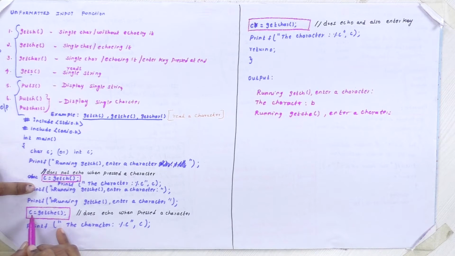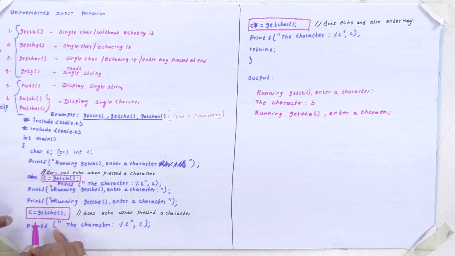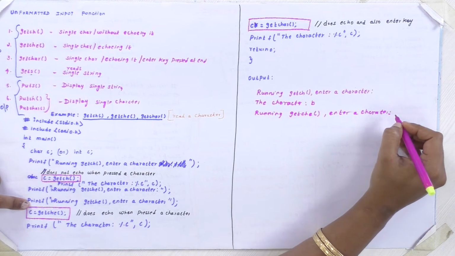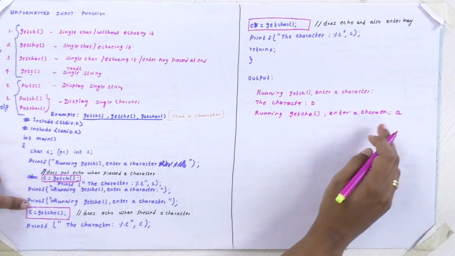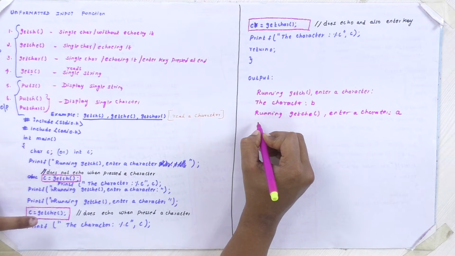So here I am using getche to read a character. So c equal to getche. Here e refers to echoing a character, so it asks for a character. When you type a character, it will display. For example, if I type A, it will echo it and also go to the next statement.